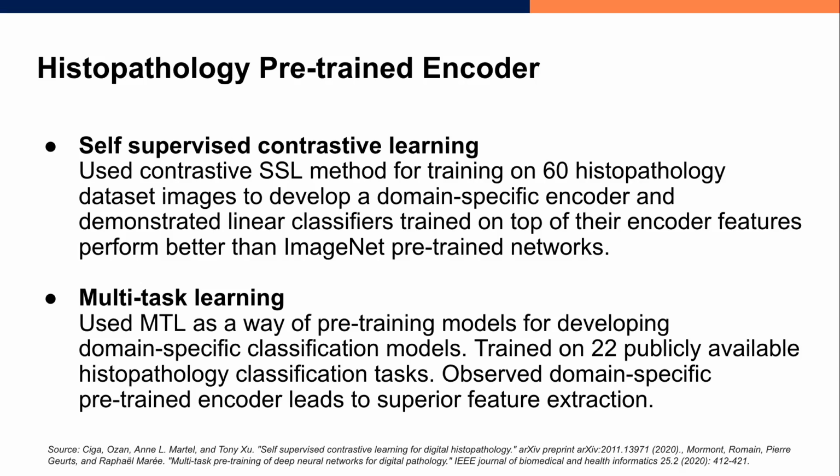Mormont et al. use multitask learning as a way of pre-training models for developing histopathology-specific classification models. They use data from over 22 publicly available histopathology classification tasks for training. They reach a similar conclusion that domain-specific pre-trained encoders benefit most in feature extraction tasks. However, fine-tuning can recover the lack of specificity of the Imagenet pre-trained encoder and give comparable performance to the domain-specific encoder. We use their publicly released weights of ResNet 50 and DenseNet 121 for comparison.